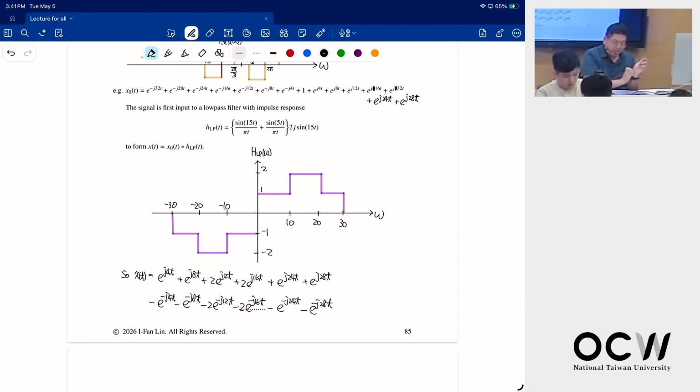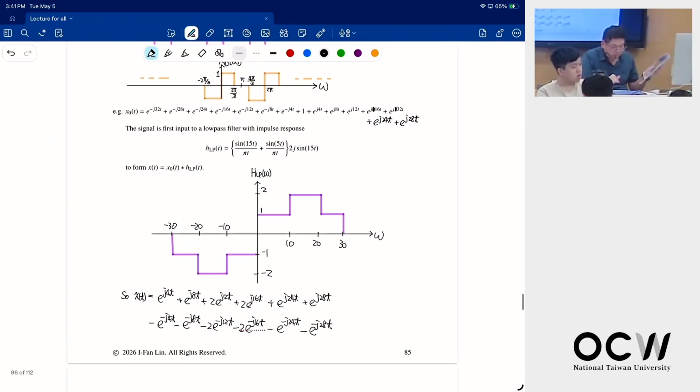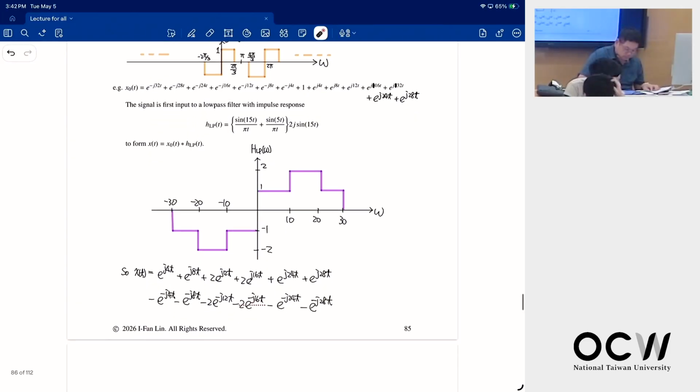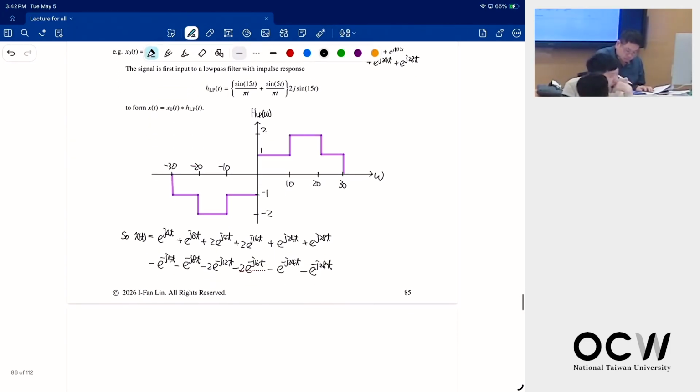this is my final signal. When there's 0, that's 0. It's e to the j 0 t, right? At 0, that's 0. So now this signal is sampled at sampling rate 64.